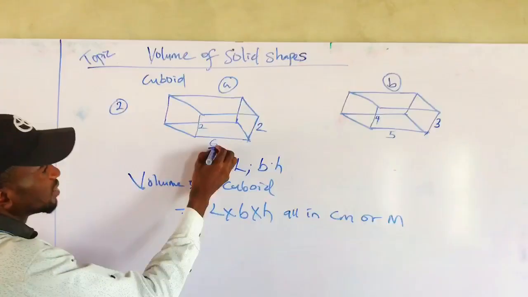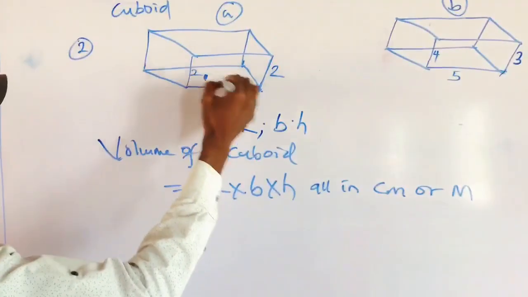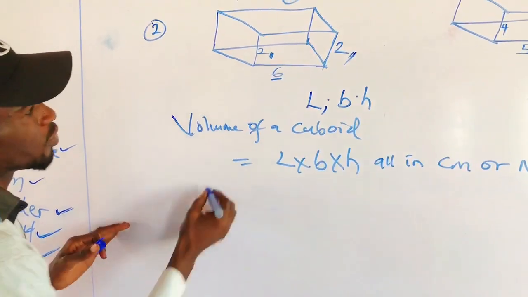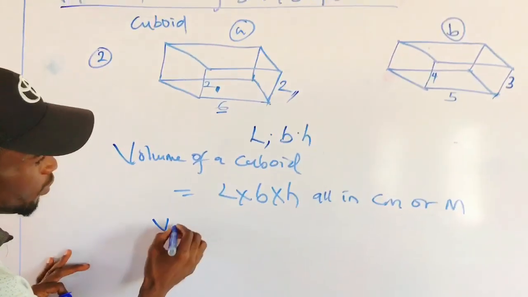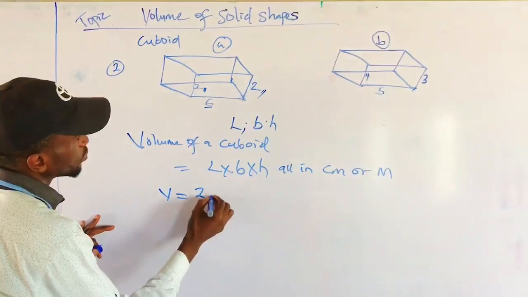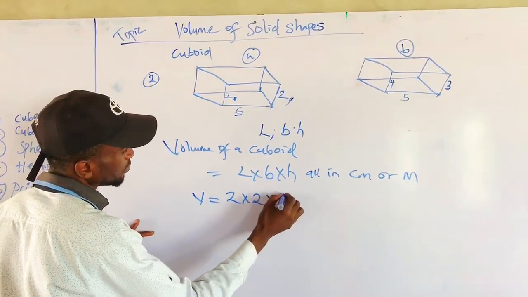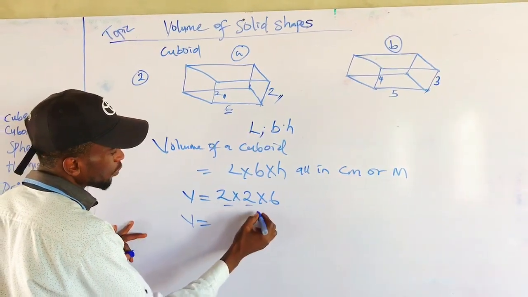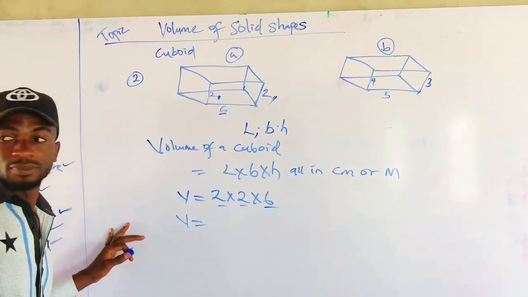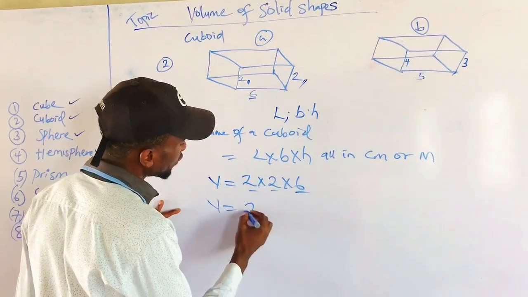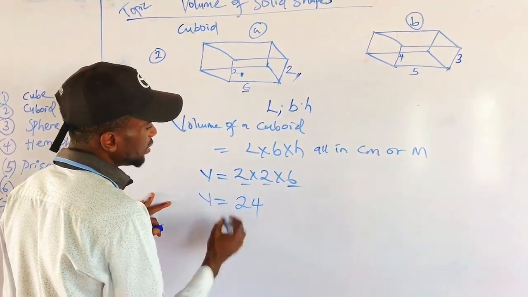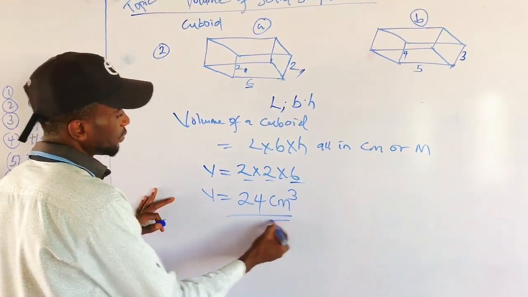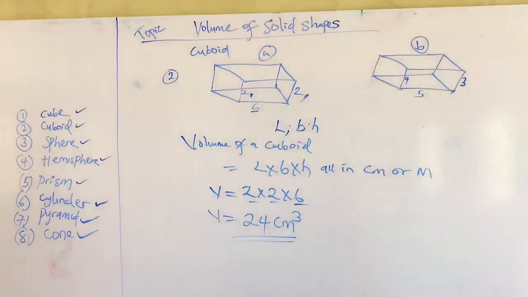For this one, I want to calculate the volume. The length is 6, this is the height, which is 2, and this is the width or the breadth, which is also 2. So if we want to calculate the volume of this shape, volume is equal to 2 times 2 times 6. V is equal to 2 times 2, 4. 4 times 6, that's 24. So our volume is equal to 24. Then the unit is centimeter cube. This is the volume of the cuboid.